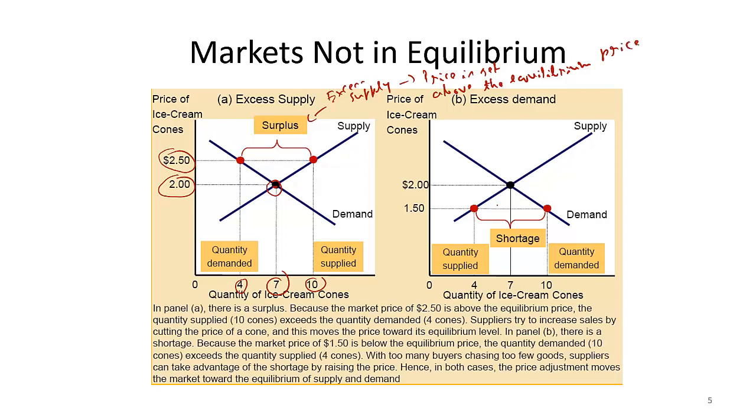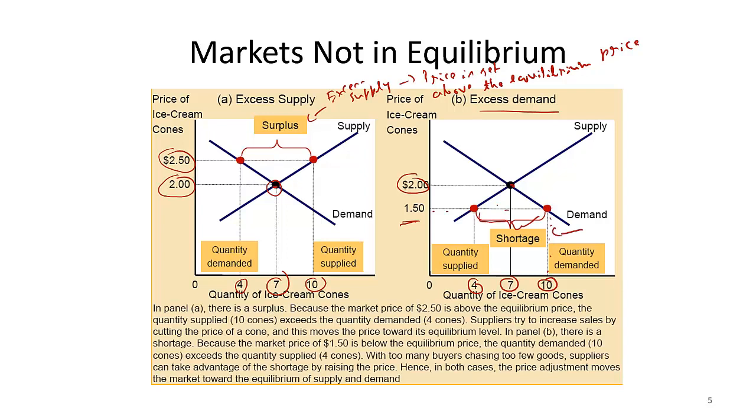The polar opposite case is when the prices are set below the equilibrium price. This is the case of excess demand, where again equilibrium is at $2 price and the corresponding quantity is 7. This is the equilibrium, but for some reason the price is set at $1.50. Now the price is too low. If the price is too low, you can imagine that there are a lot of people who want to buy the product. So the corresponding demand is here, which is 10, but sellers don't want to sell at $1.50. So only 4 want to sell.